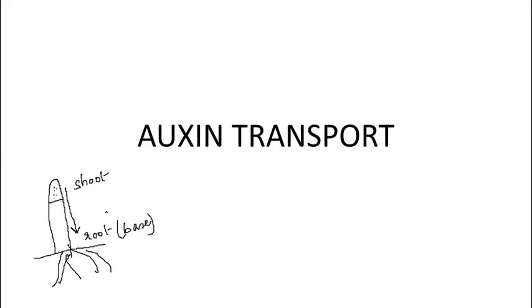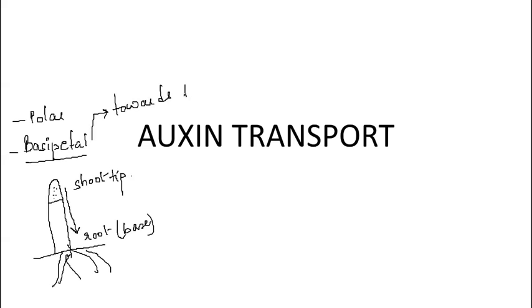So this mode of transport from the shoot tip to the base of the plant is known as basipetal transport. So auxin shows basipetal transport, also known as polar transport. The term basipetal means towards the base. There is another term named acropetal, which is opposite to the basipetal.